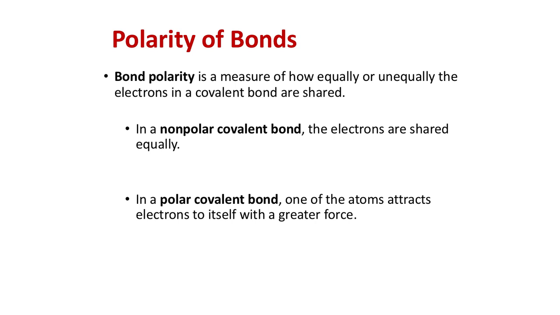So when we were calculating formal charge, we were assuming the bonding pair electrons were equally shared, but we don't always have an equal sharing of electrons in bonds. And so we can have a bond that's polar or a bond that's nonpolar. In a nonpolar bond, the electrons are equally shared. In a polar bond, one of the atoms is pulling the electrons in that bonding pair closer towards itself and has a greater force for those electrons.